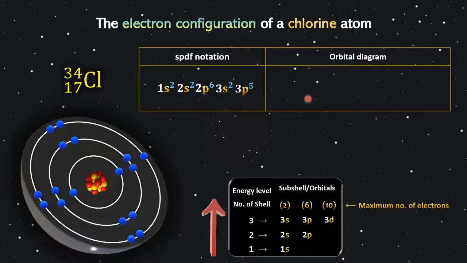Now, for the orbital diagram, this is how we illustrate it. 1s: 1, 2, arrow up, then arrow down. Then 2s2. For 2p, we know there are 6 electrons represented by arrows, arrow up and arrow down: 1, 2, 3. This is how we write down the electrons: 1, 2, 3, 4, 5, 6. Then 3s: 1, 2, and 3p: 1, 2, 3, 4, 5. After my discussion, you will understand everything about this example.